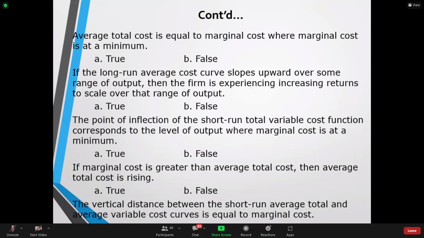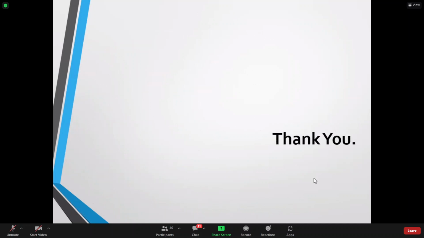And then fifth one: vertical distance between the short run average total and average variable cost curve is equal to marginal cost. It's false, no? False. It is fixed cost actually. The distance between the short run average total and the average variable cost is average fixed cost. Fixed cost makes the difference between those two. So it's a false statement. Yes. That's it.